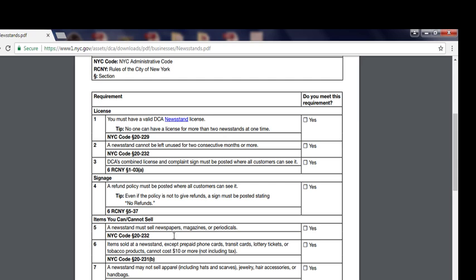Items you can and cannot sell. A newsstand must sell newspapers, magazines and periodicals. They have to sell that. Items sold at a newsstand, except prepaid phone cards, transit cards, lottery cards, or tobacco products, cannot cost $10 or more, not including tax. A newsstand may not sell apparel, including hats and scarves, jewelry, accessories, or handbags. You cannot sell that. A newsstand cannot sell food unless it is prepacked, which means they can only sell chips and candies. They can't make food, basically.